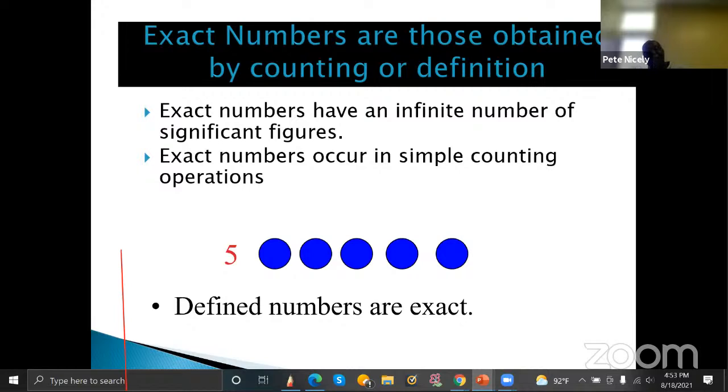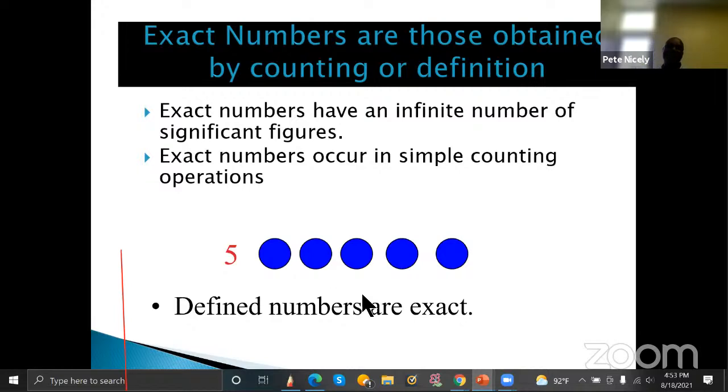Now, another type of exact number are numbers that are obtained by definition, right? And there are certain numbers that you will encounter, especially when it comes to certain relationships between units, that would be exact numbers by definition.